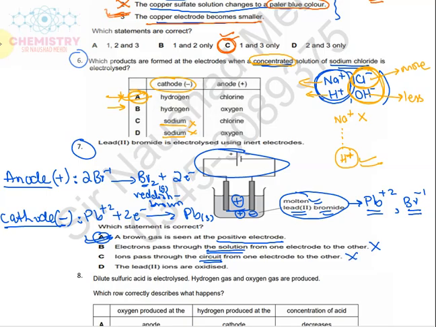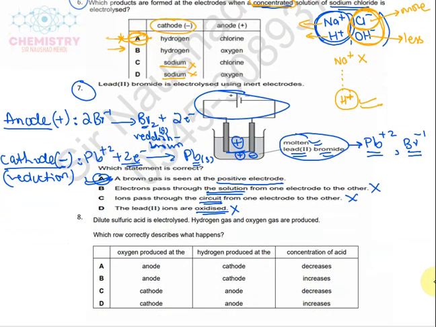The lead 2 ions are oxidized. You can see the lead ion Pb2+ is gaining 2 electrons to form lead, so it is getting reduced. The reduction is taking place at the cathode. So lead ions are reduced, not oxidized. So that's why it is also incorrect. So option A is the correct answer.